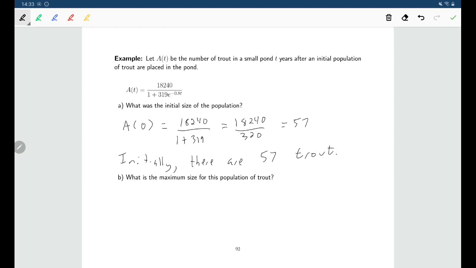And then part B, what's the maximum size for this population of trout? Or in other words, what's the carrying capacity? And that's just the numerator. So our population of trout will never get larger than 18,240.